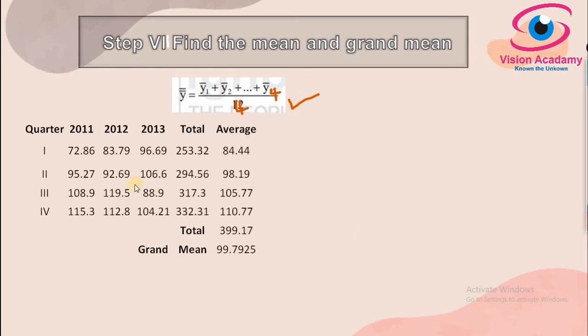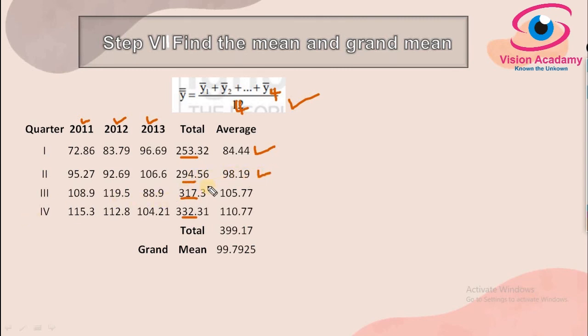So this is a table of the percentage of trend value. In the table itself we have obtained the mean and grand mean. Here these are the totals of the first quarter, second quarter, third quarter and fourth quarter. For each quarter we have 3 years: first year, second year, third year. So 253.32 divided by 3, the mean, is 84.44, and for the second quarter 294.56 divided by 3 is 98.19.